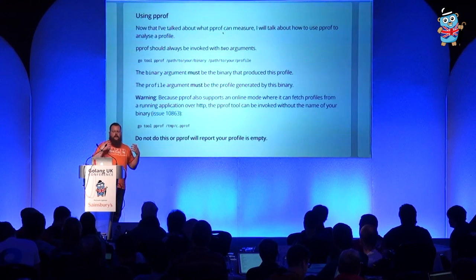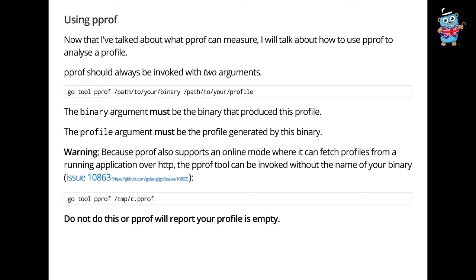Okay, so now we've talked about what pprof can measure. I want to talk about how to use pprof to analyze a profile. Pprof should always be invoked with two arguments, the name of the binary and the name of the profile. A lot of people get this wrong. Because pprof also supports this online mode, it can be run like this. And if you do that, your profile will be empty, just because pprof needs the binary and the profile.